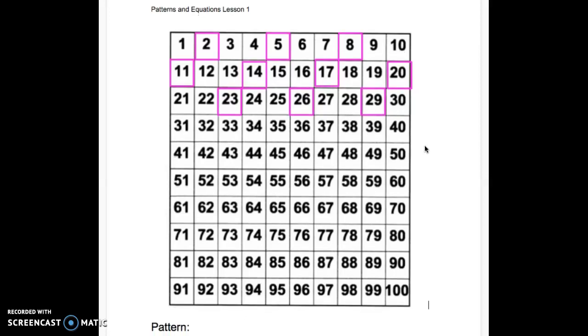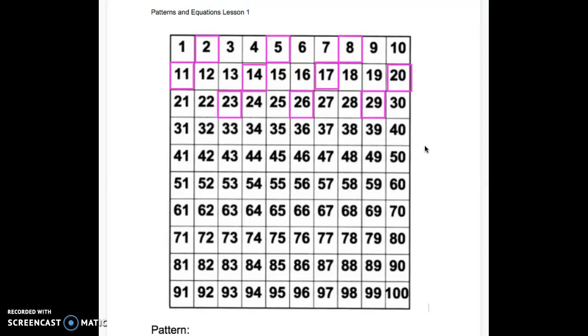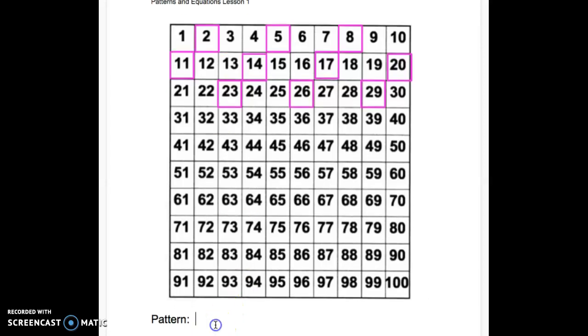If you notice in front of me, I have a hundreds chart that has some numbers outlined in this pink color. This is the start of a pattern as it appears on the hundreds chart. If you're having some problem with the bright pink color, I'm going to go through the pattern right now. It starts with the number 2, and then the next number in the pattern is 5. Then we have 8, followed by 11, 14, 17, 20, 23, 26, and 29.